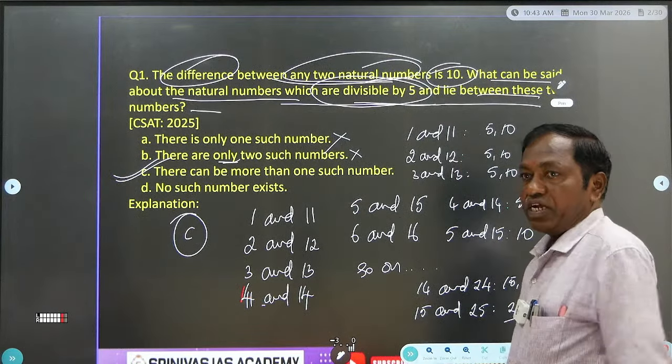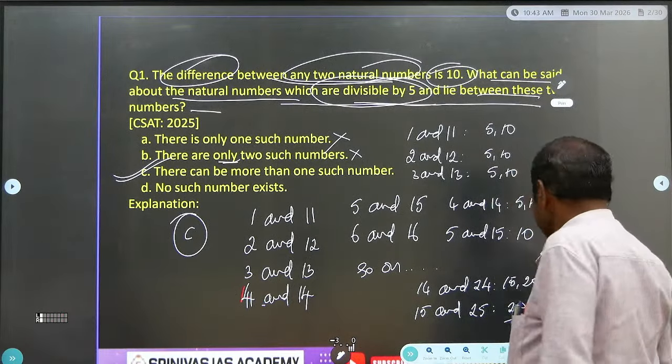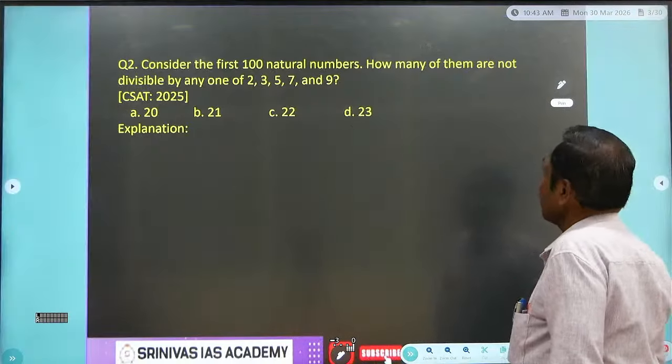The topic is what? Natural numbers. We discuss only natural numbers today. Next.